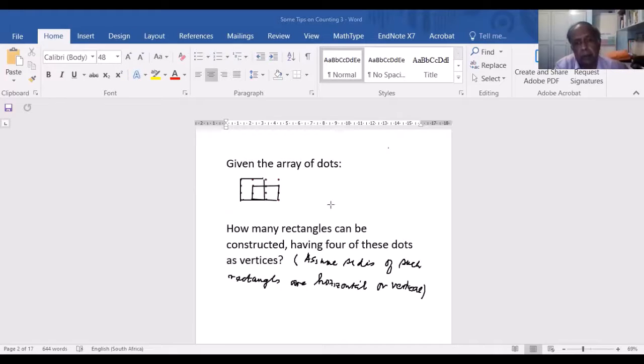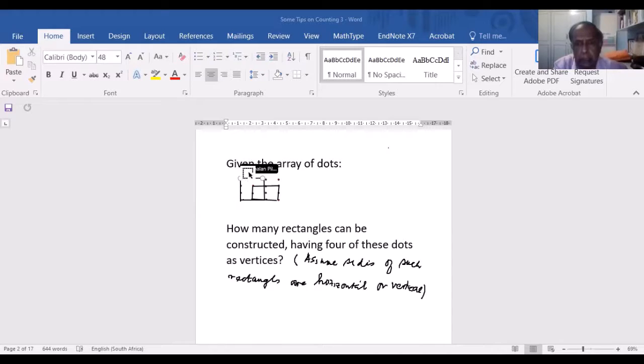Perhaps I should have used different colors here. Okay, so okay, I'm not winning with that one. Okay, so the question is now, how many such rectangles can you draw?